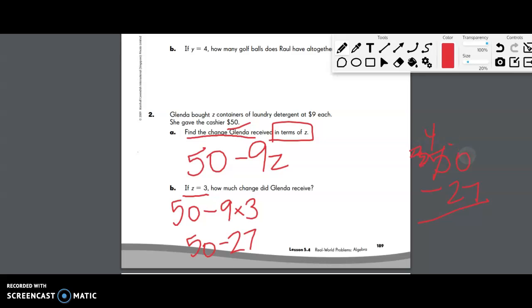I need to borrow. Oh, that's not a 3. That'd be a 4. Because I can't do 0 minus 7. So that turns into a 10. Because I gave it one from next door. 10 minus 7 is 3. 4 minus 2 is 2. So I know that she received $23.